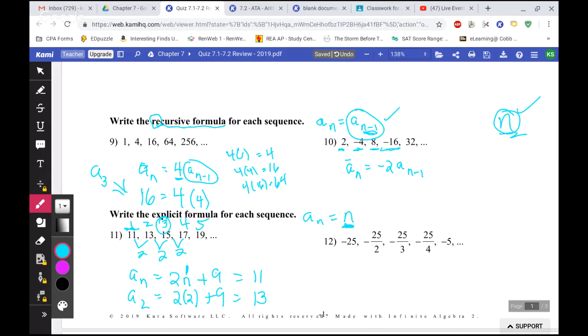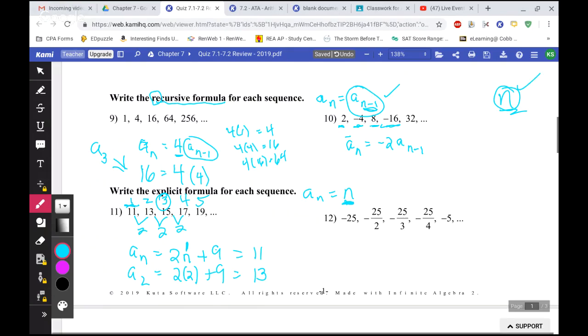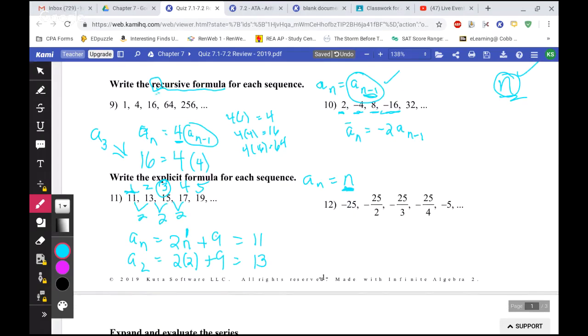Okay. All right, good. I just wanted to, because with the differences between recursive formula and explicit, the explicit has to do with its position in the sequence, and recursive has to do with the value of one of the previous terms.